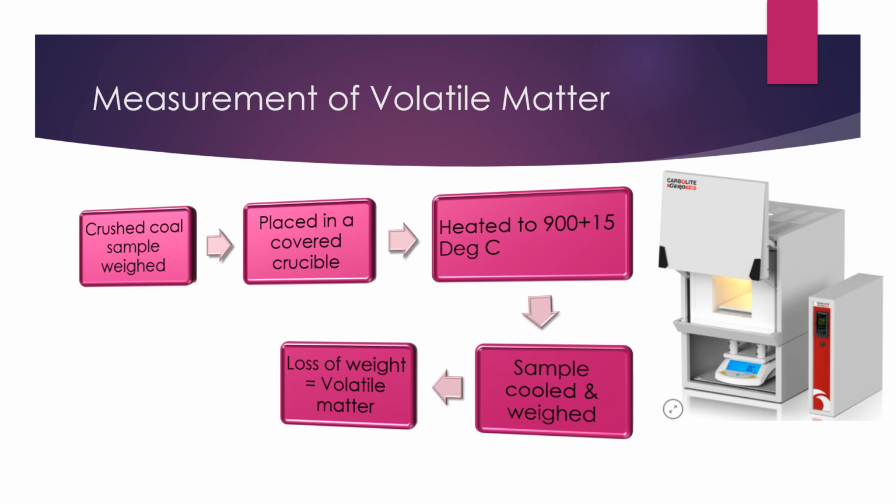Now coming to the measurement of volatile matter, a coal sample is taken. This coal sample is crushed and weighed. This crushed coal sample is then placed in a covered crucible and is heated to 900 plus or minus 15 degrees centigrade. This hot coal sample is then cooled and weighed. The difference between the original weight and the final weight gives us the volatile content of coal. The coal which you get at the end of this process is called coke, which consists of fixed carbon and ash.